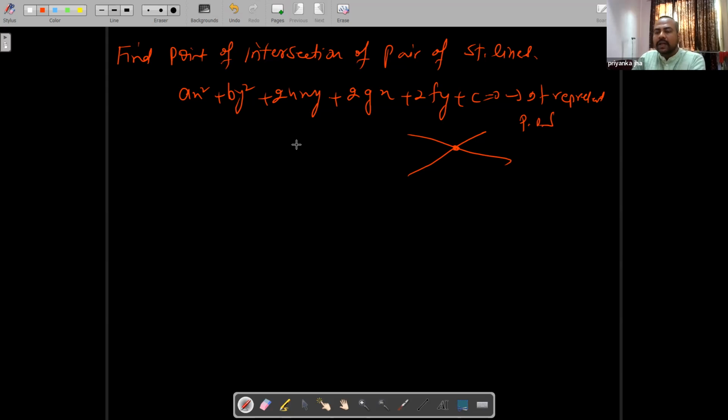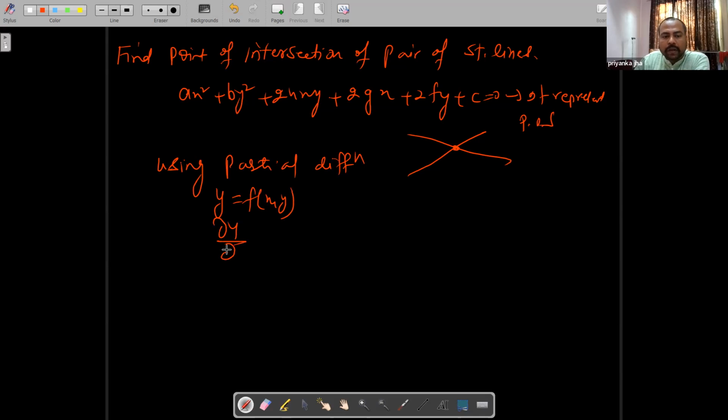The other way, the effective way, is using partial differentiation. How? Suppose y equal to f of x comma y. This function is of x and y. I just have to differentiate it partially. I'll represent it like this: del y by del x. It means that you are differentiating this.